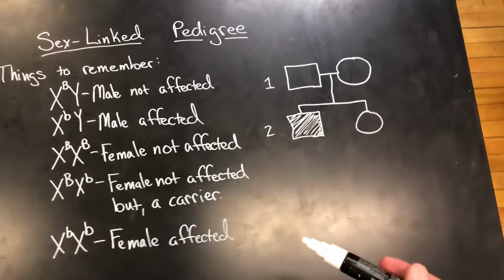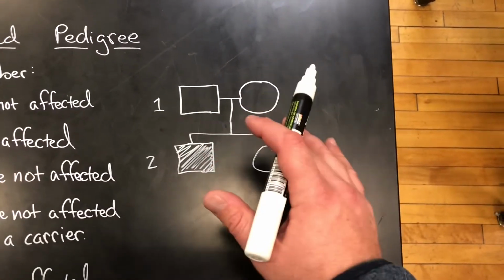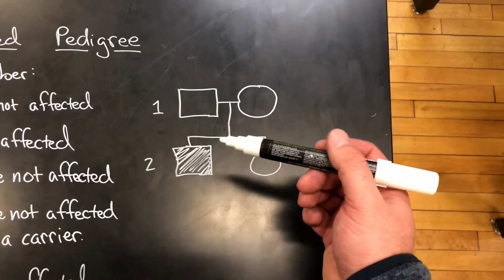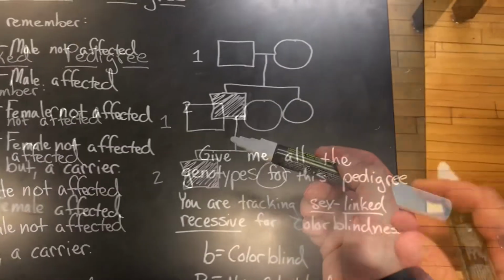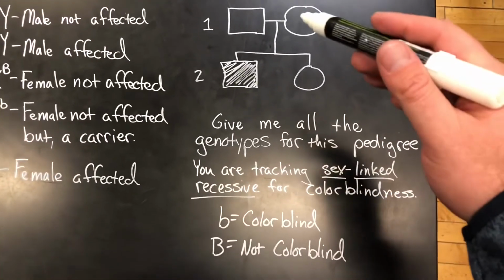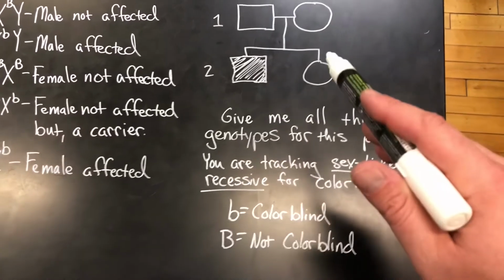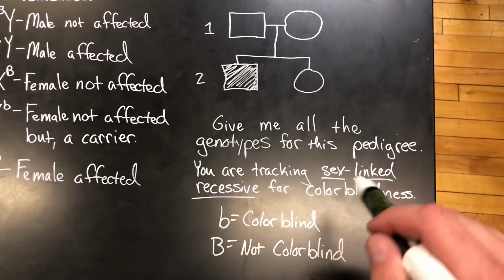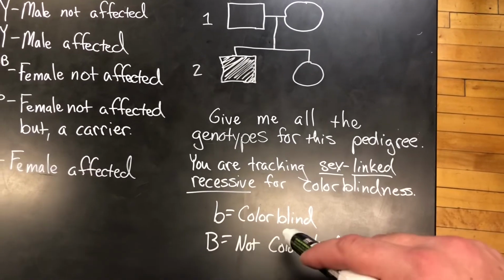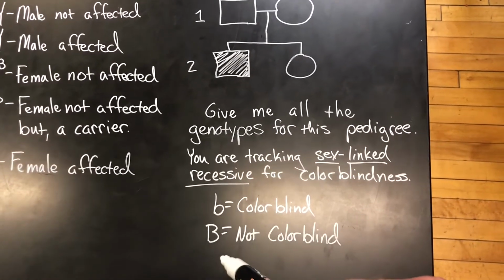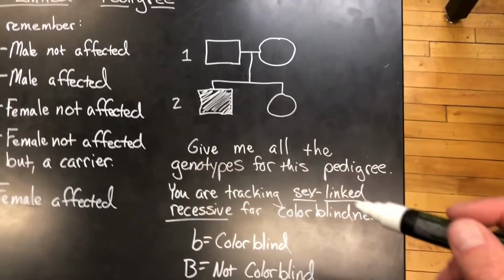So what we want to do here is look at this pedigree. And first of all, we want to figure out what we're trying to track. So let me add in some wording here and we'll get started. All right, welcome back. So here we have our pedigree chart. I want you to give me all the genotypes for this pedigree. You are tracking the sex-linked recessive colorblindness trait. Lowercase b for colorblind, uppercase B, you're not colorblind. So we're going to be using the letter B.